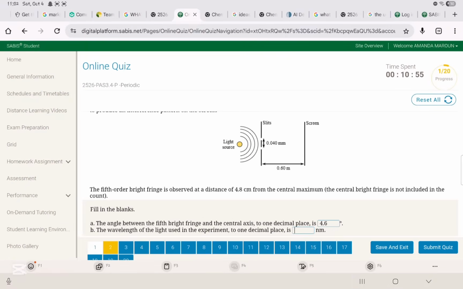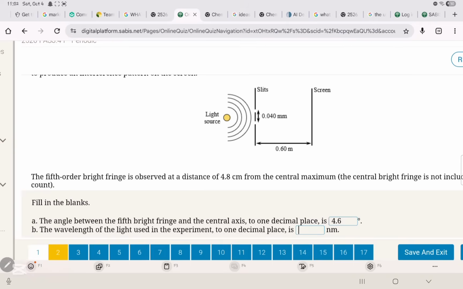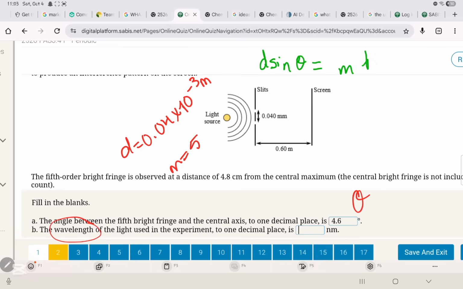We'll move on to the next one, which is the wavelength. They want us to find the wavelength of the light used in the experiment. We know that we have small d. How much is small d? It's 0.04 times 10 to the power of minus 3 meters. We also have m, which is 5, and we need to find the wavelength. We also found theta, so we can use this equation: d sine theta equals m lambda. So 0.04 times 10 to the power of minus 3 times sine 4.6 is equal to 5 times lambda.